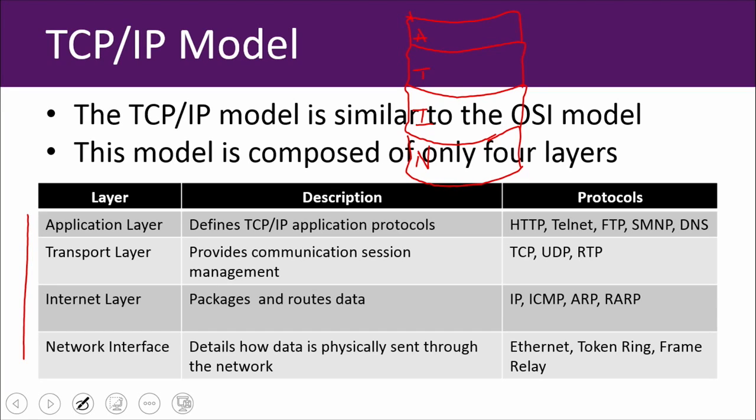Notice some of the same protocols are listed there, and we'll see in just a second that the TCP/IP model definitely matches up and aligns with the OSI model. The only difference here really is that there are 4 layers instead of 7.